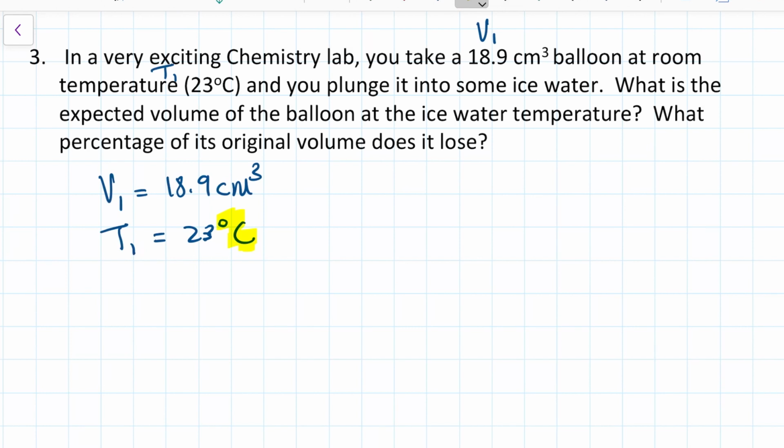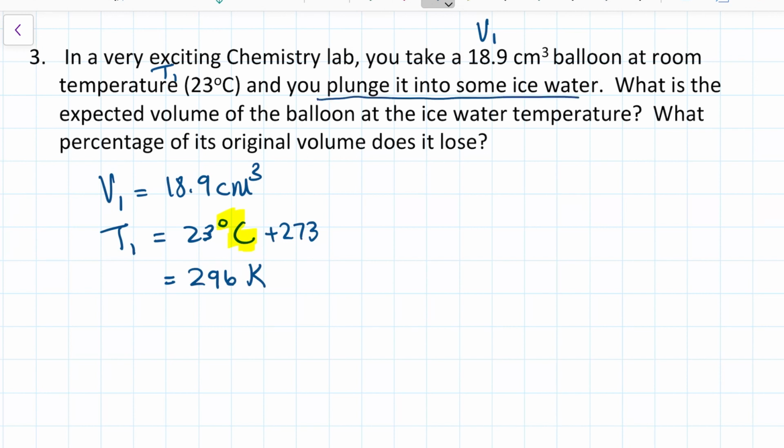So we're going to add 273.15, or this only has 3 sig figs, so we're just going to add 273. So 23 degrees Celsius plus 273 is going to give us 296 Kelvin. So that's the temperature that goes with our V1, that's our T1.